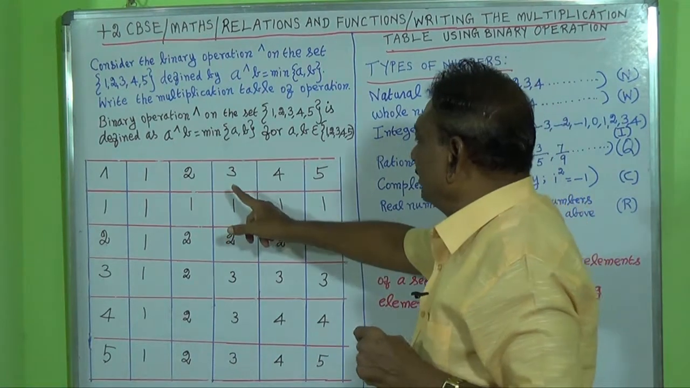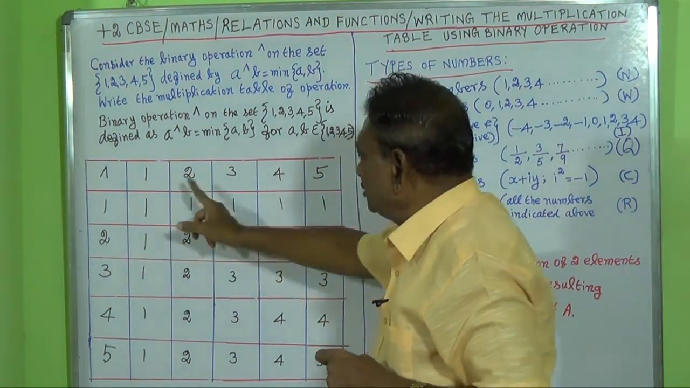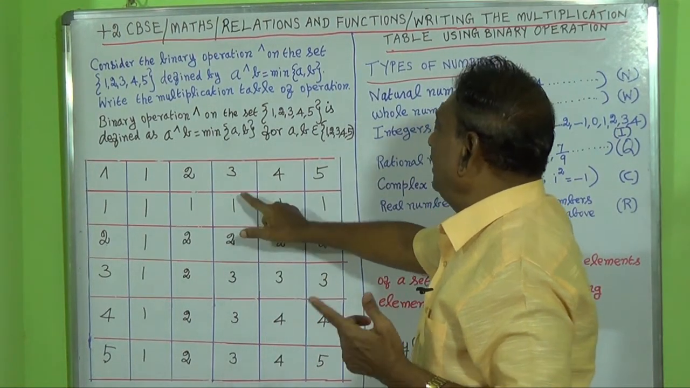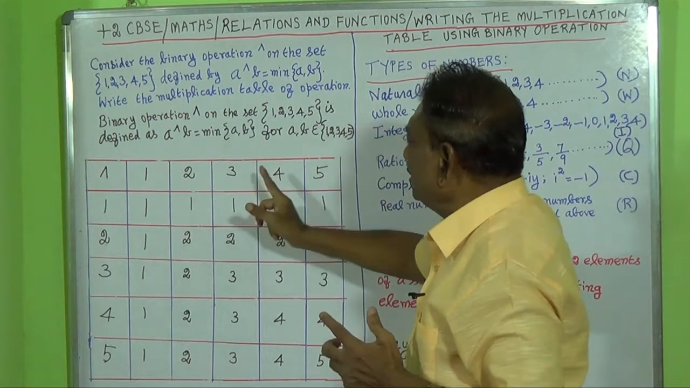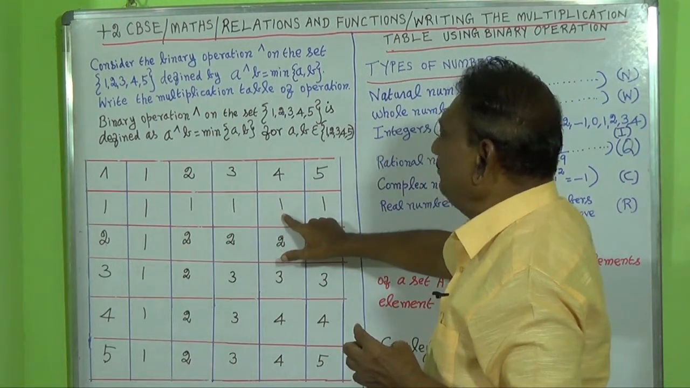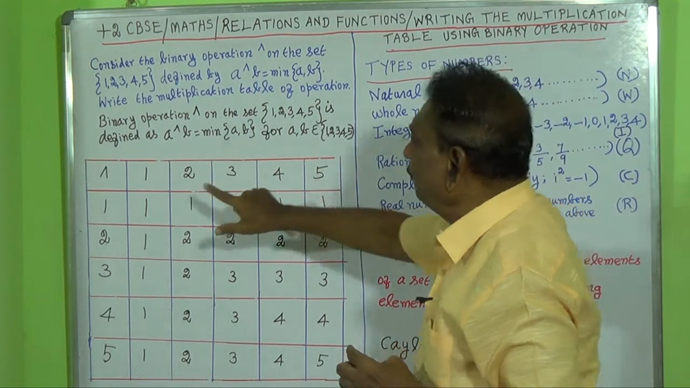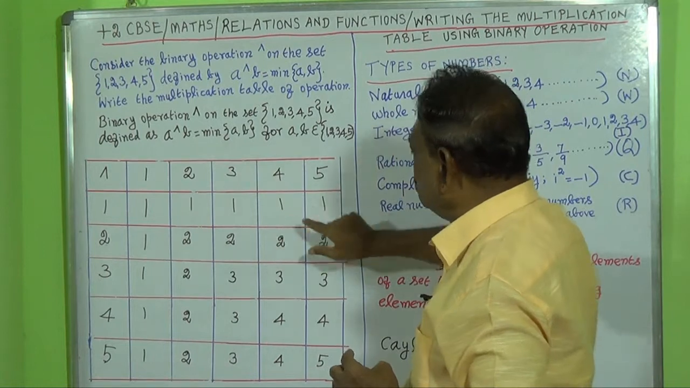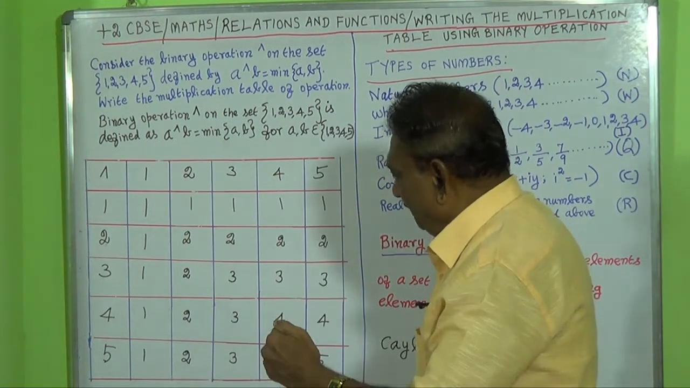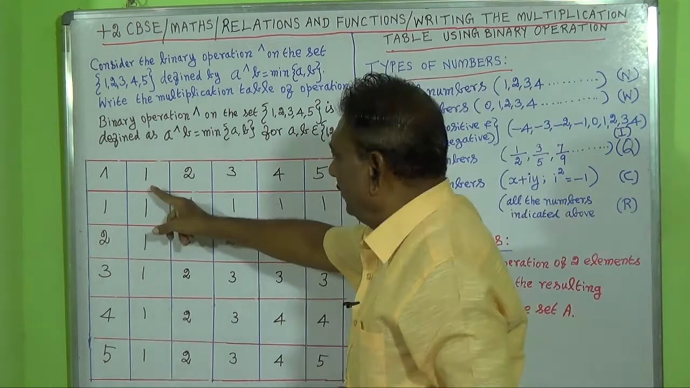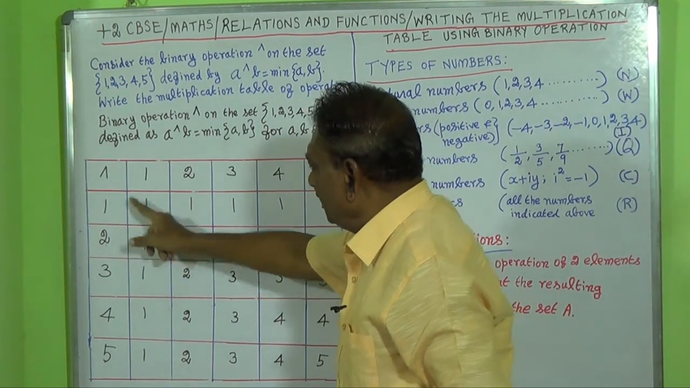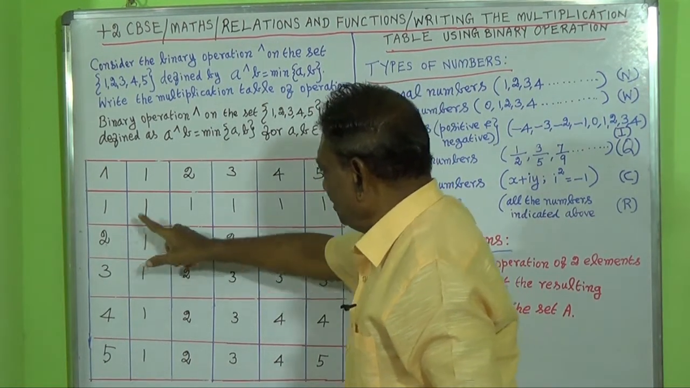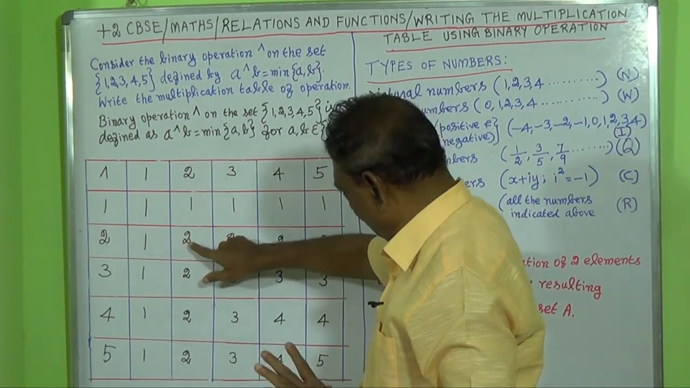Then if we take 3 and 1, the minimum of 3 and 1 is 1. Taking 4 and 1, 1 is the minimum. If we take 5 and 1, the minimum of 5 and 1 is 1. In this way, we can write all the entries. Then considering 1 and 2, the minimum of 1 and 2 is 1. Then considering 2 and 2, the minimum is the same, 2.